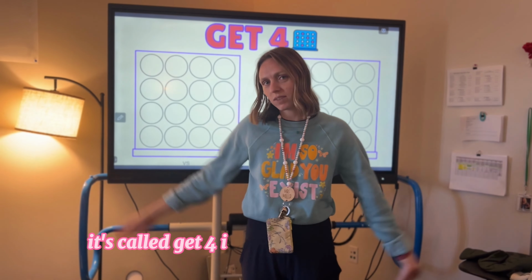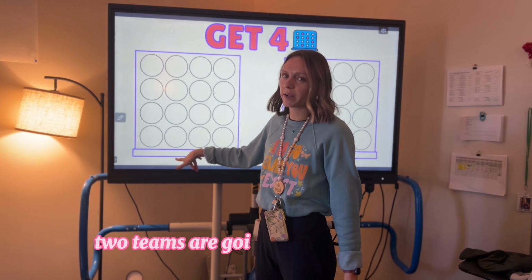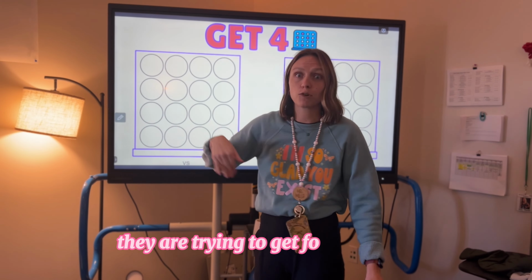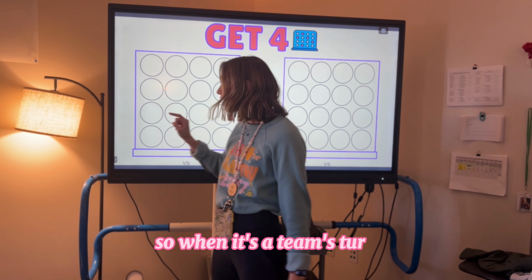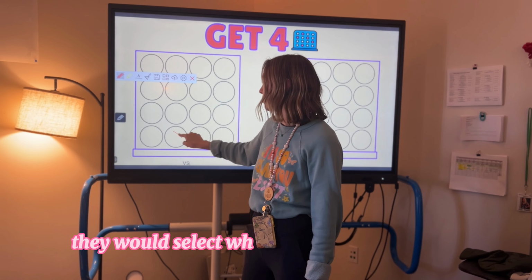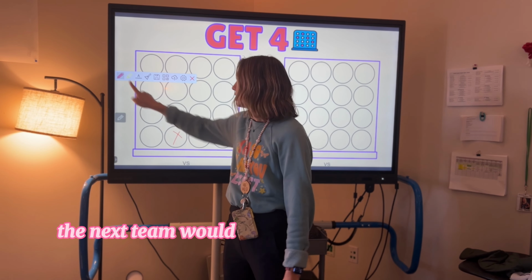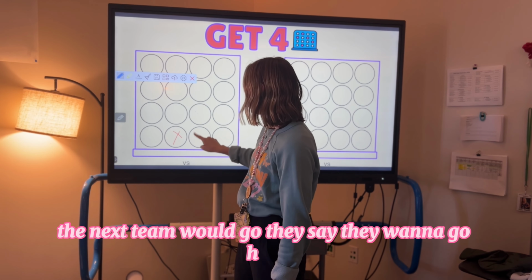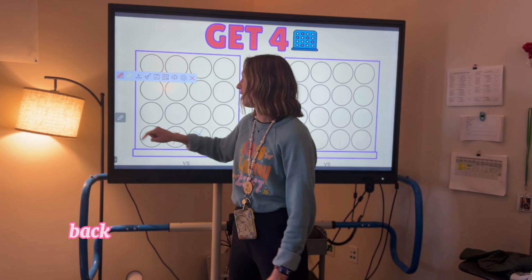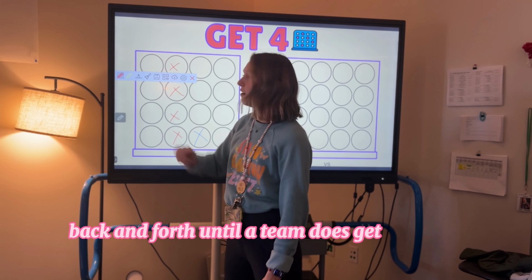It's called Get 4. It's pretty self-explanatory. Two teams are going against each other. They are trying to get 4 in a row. So when it's a team's turn, they would just come up to the board. They would select where they want to place it. The next team would go. They say they want to go here, right? So on and so forth, back and forth until a team does get 4 in a row.